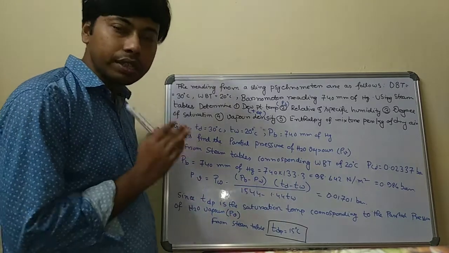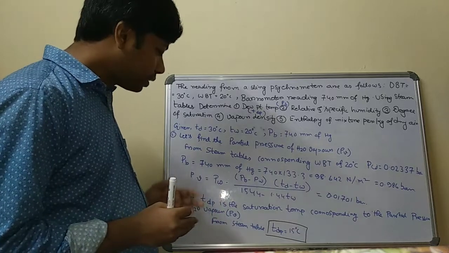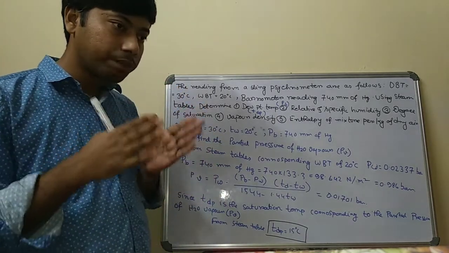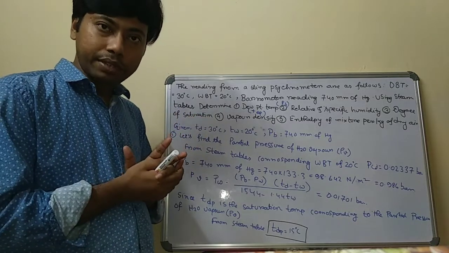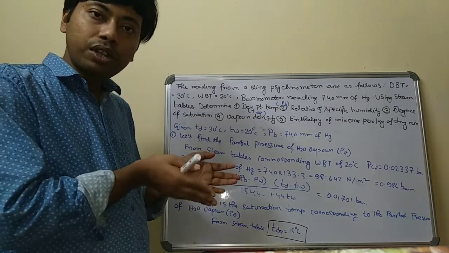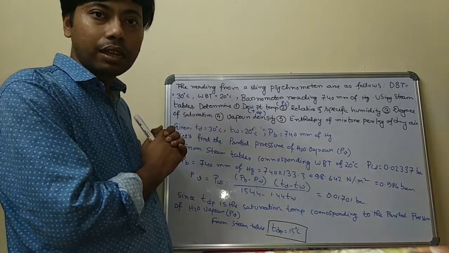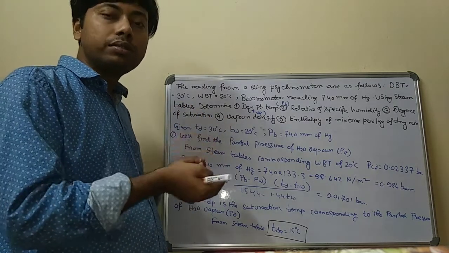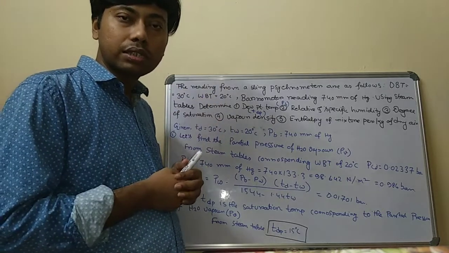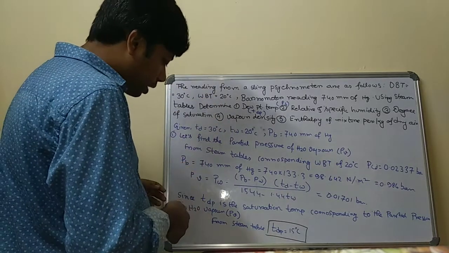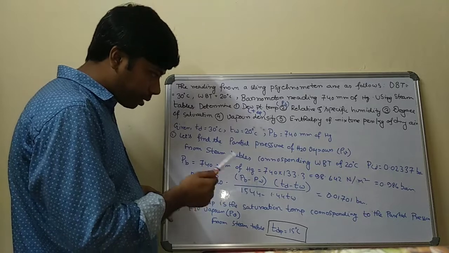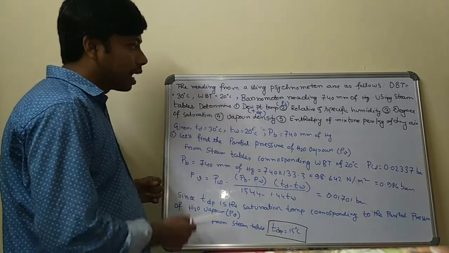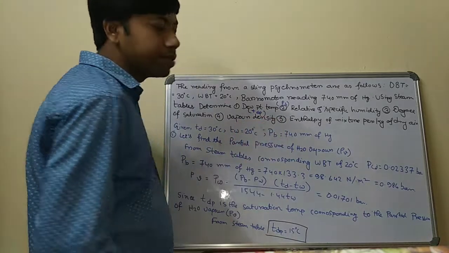If you get the value of PV, as you know, the dew point temperature is the saturation temperature corresponding to the partial pressure of water vapor. That means if you know the value of PV, then go to the steam table, the saturated water table, and from the corresponding value of temperature you can get the value of TDP, that is 15 degrees centigrade. Next we calculate the relative and specific humidity.